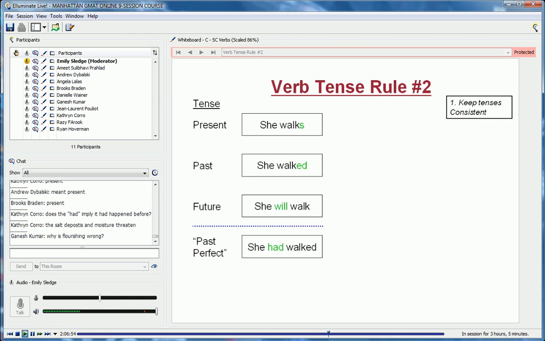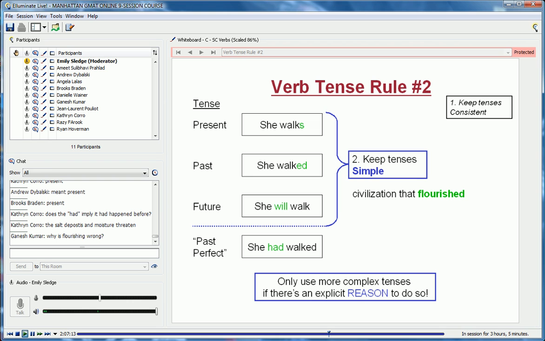But for now, our little takeaway is just that you should only use that extra helping verb had in the instance that Catherine was alluding to, something happening before something else in the past. That's a perfect tense, and it's used for special cases. If you don't have a special case like that, stick with the simple tense. So the simple tense is just plain old flourished in the past.